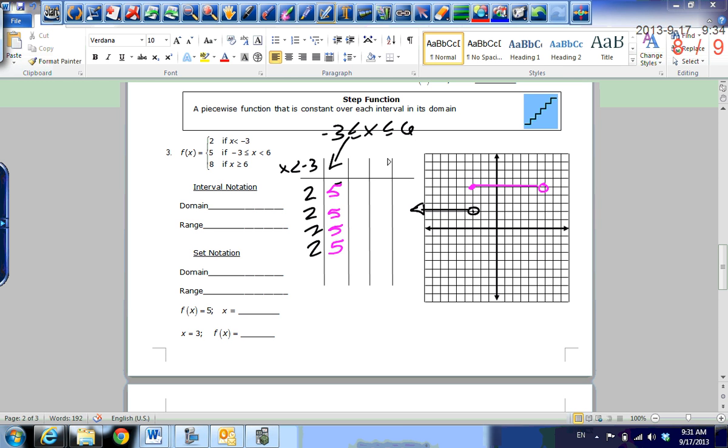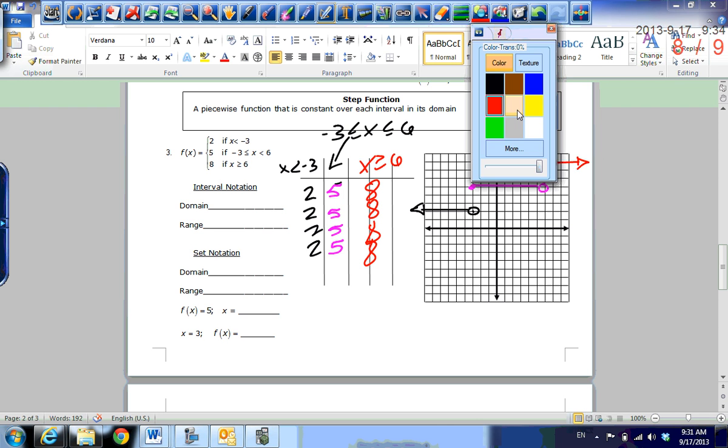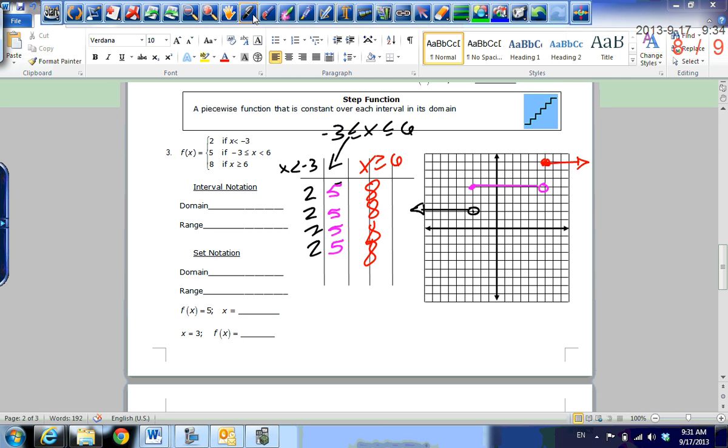And last thing, for everything bigger than 6, I don't know where that can go, like greater than 6, all my y values are going to be 8. Closed circle here. We're going off to the rest. Okay, that was weird. Any questions on that? Nothing at all?